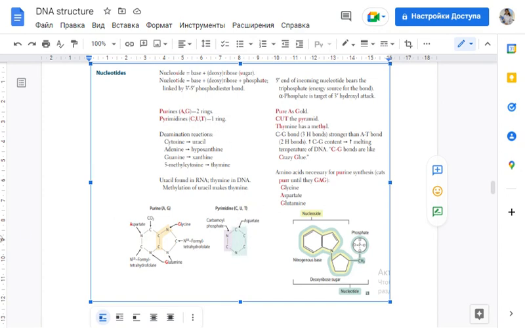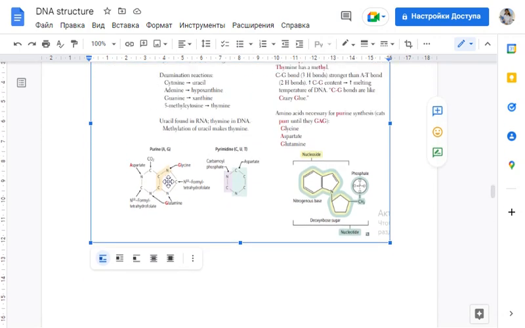We will talk about purine and pyrimidine de novo synthesis later, but here I just want to tell you that in order to make purine, you have to have three amino acids: glycine, aspartate, and glutamine. And for this as well, we have a mnemonic, which is Cas pure until they GAG. So after they GAG, they're not pure anymore. GAG stands for glycine, aspartate, and glutamine.